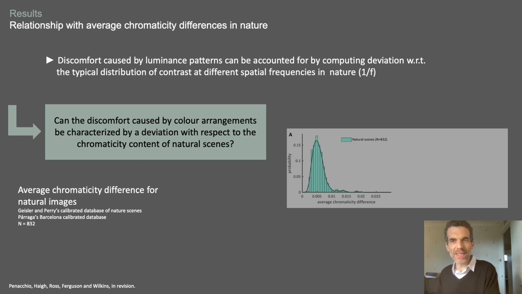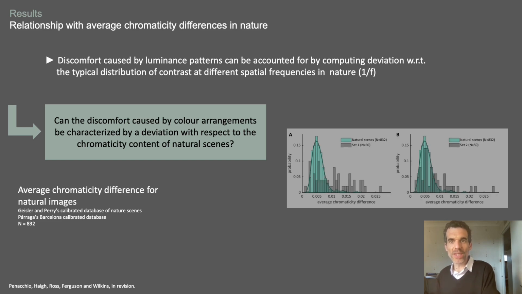But can this relationship be framed in terms of the statistics of natural scenes? To answer this question, we computed the average chromaticity difference for 2 sets of calibrated natural images. We found that 97% of the distribution fell under a value of 0.01, a value not associated with visual discomfort in the 2 experiments. So this shows that visual discomfort increased as the chromaticity difference exceeds those typical for natural scenes.